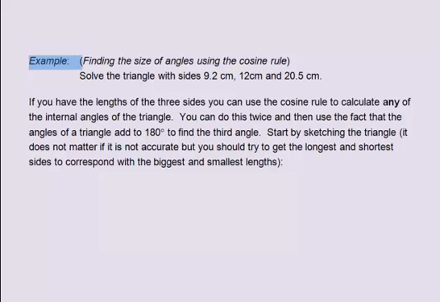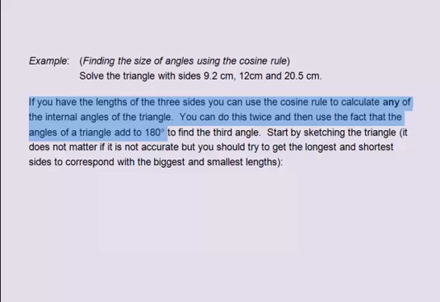Example: finding the size of angles using the cosine rule. Solve the triangle with sides 9.2 cm, 12 cm and 20.5 cm. If you have the lengths of the three sides, you can use the cosine rule to calculate any of the internal angles of the triangle. You can do this twice and then use the fact that the angles of a triangle add to 180 degrees to find the third angle.